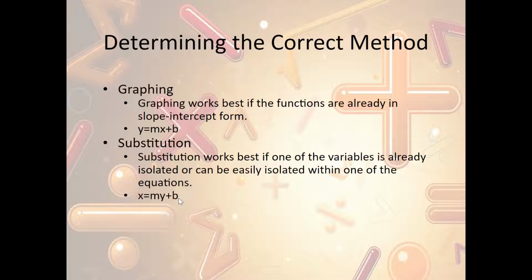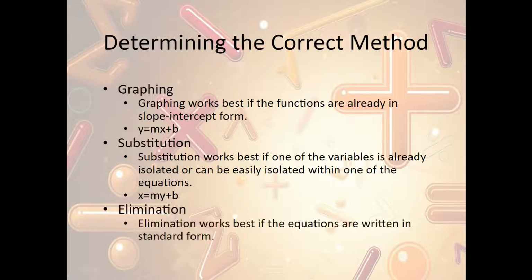And lastly, we have elimination. Elimination usually works best if the equations are written in standard form, meaning the x and y's are on the same side. And that looks something like this: mx plus ny is equal to b. So this is how we can determine which method is the best version of what we need to do.